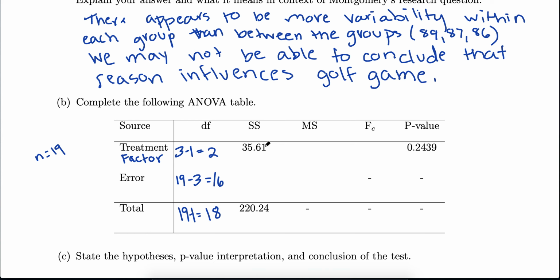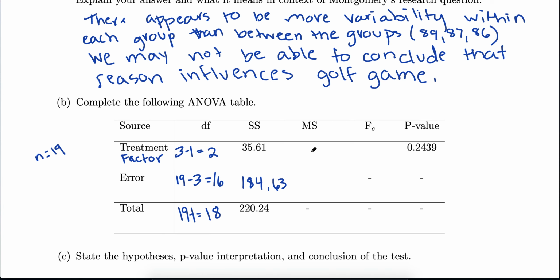Next column, we know they put the data in the calculator and gave us some information. This sum of squares is missing, but we can again use that idea of additivity. So 220.24 minus the 35.61 should give us 184.63 for our sum of squares error. So these two should add up to our total.